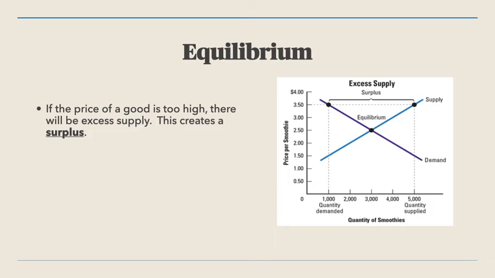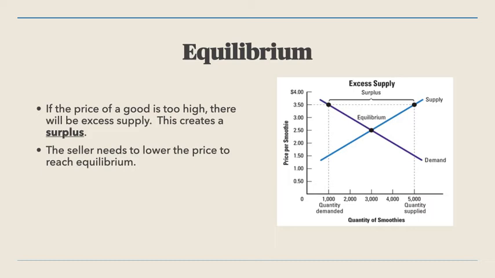But the demand is not that high. The demand at $3.50 is only for 1,000 smoothies. So you have a surplus of 4,000 smoothies, right? That's not good for sellers either. They don't want to make and waste all of this product. So in this case, they need to lower the price to reach equilibrium.